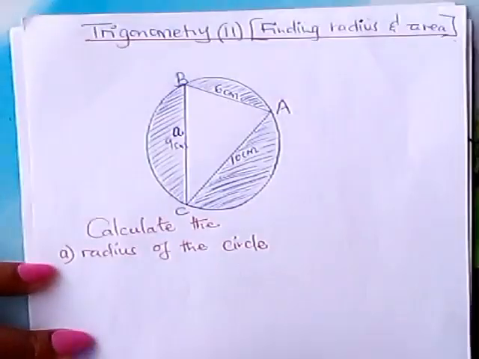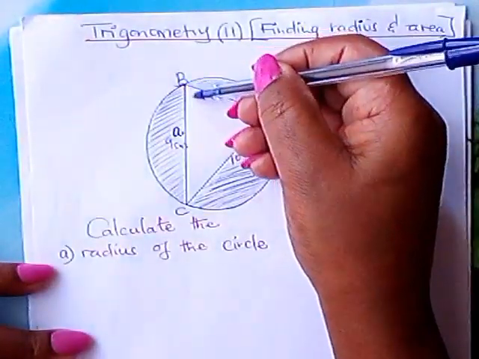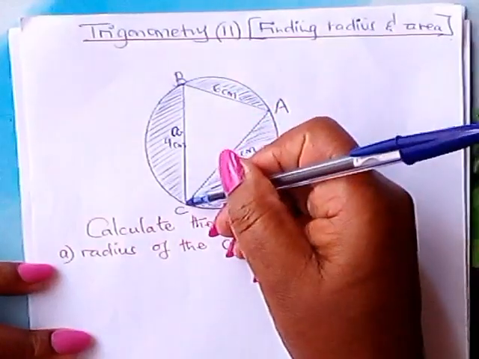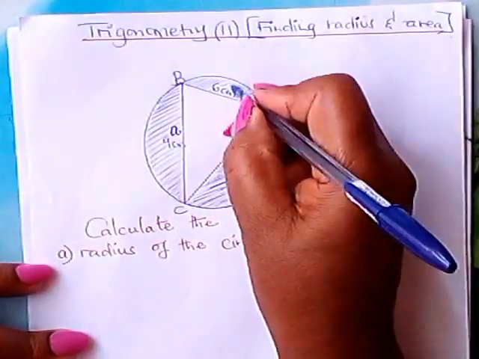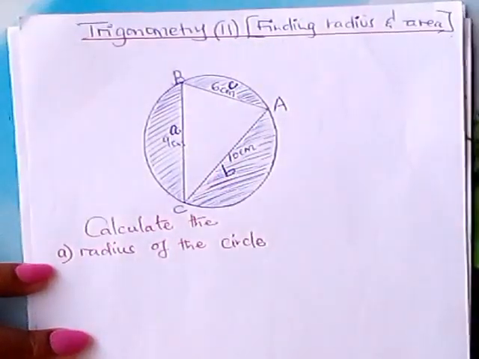Remember all that you are taught by your teachers? This is angle B. The side opposite is small b. This is angle C. The side opposite is small c. I hope you can see that, small c.